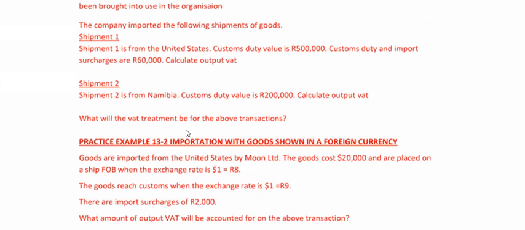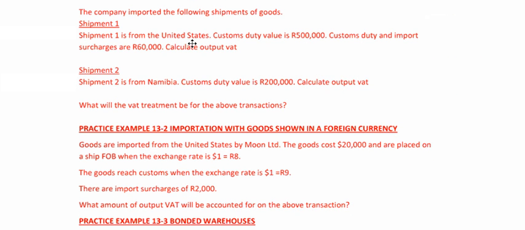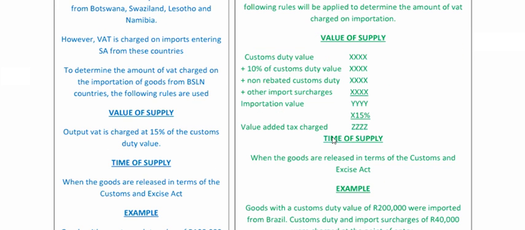So shipment 1 is from the United States. Customs duty value is 500,000. Customs duty and import surcharges are 60,000. Calculate output VAT. So what's the rule if it comes from the United States? It's a non-BSLN country, so it's customs duty value plus 10% of customs duty value plus any customs duties and import surcharges, times 15%.